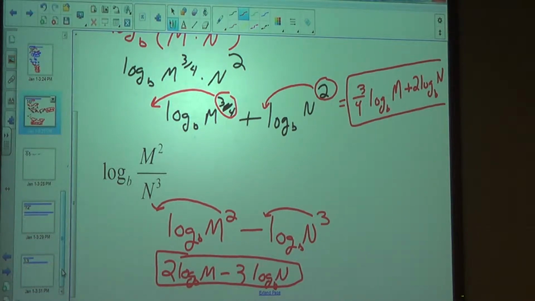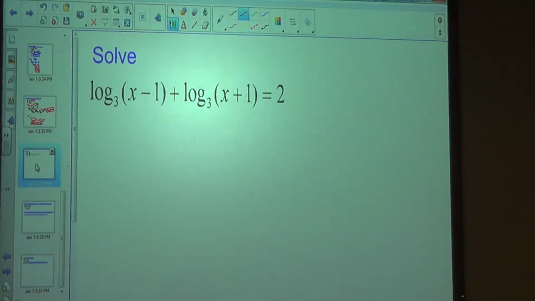I'm not done with that one. Alrighty, I'm gonna solve one like this.